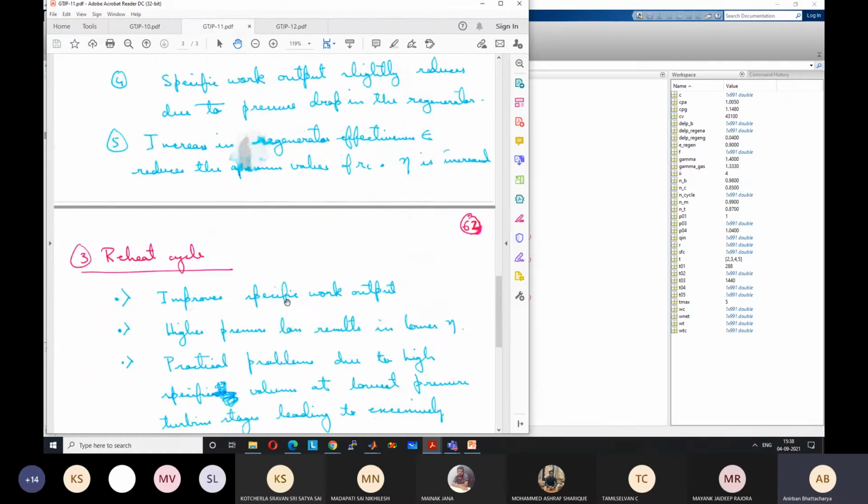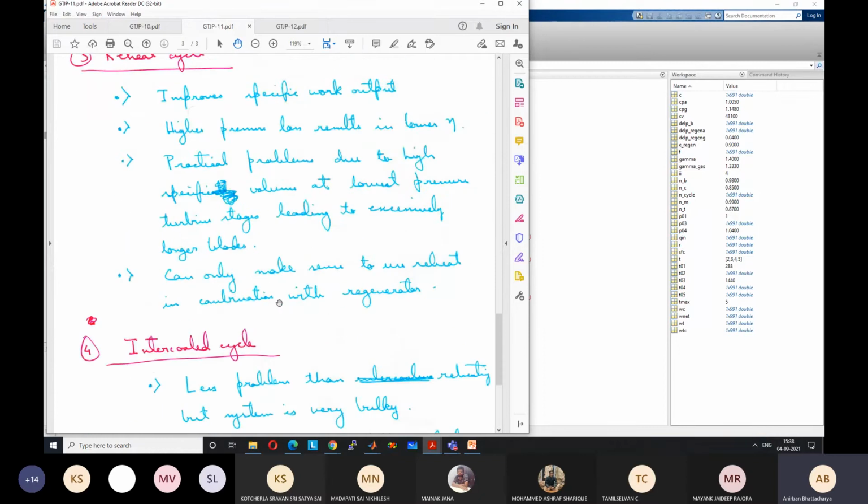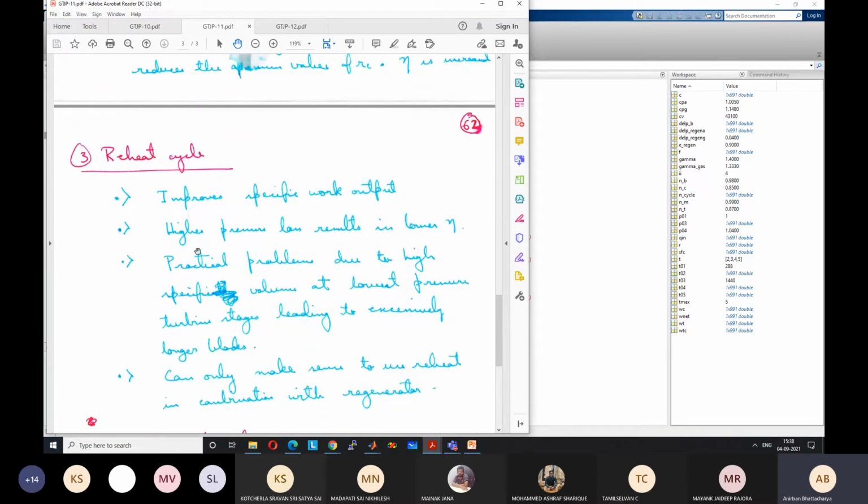So for reheat and the intercool cycle, I have not shown, but I will just describe quickly what happens. For reheat cycle, the specific work output is increased. Increase means as compared to the simple cycle. As compared to the ideal cycle, obviously it will decrease.